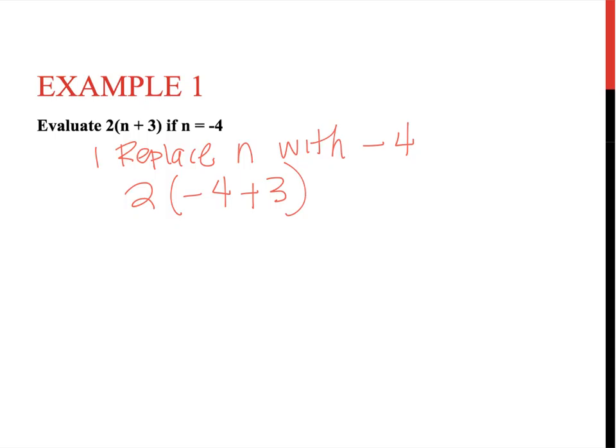So now we evaluate, we do the parentheses first, and we're going to use something called the distributive property. We're going to do the parentheses first. So -4 plus 3, remember our integer rules, is -1. Now we're going to multiply. 2 times -1 is -2. And that's all you have to do. Make sure you've written everything down.